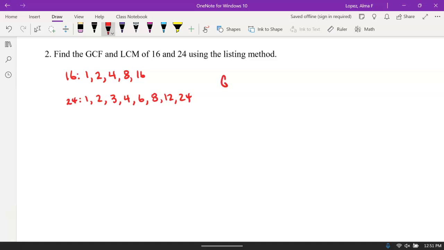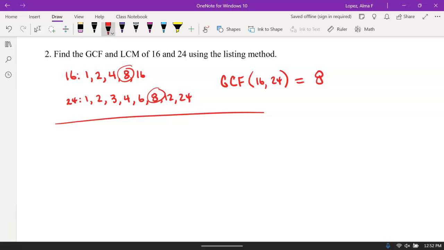So when I'm looking for the greatest common factor of 16 and 24, it's got to be the biggest number that they both have in common. And do you see it? It's 8. We're looking for the largest in that list.